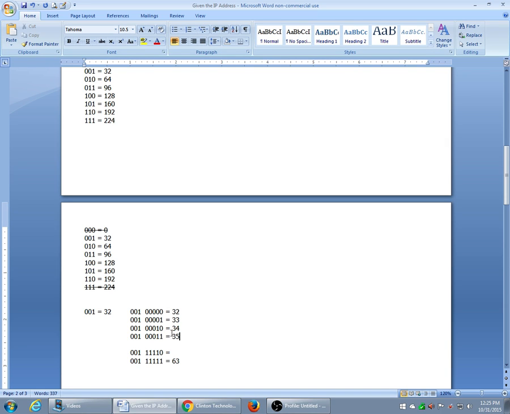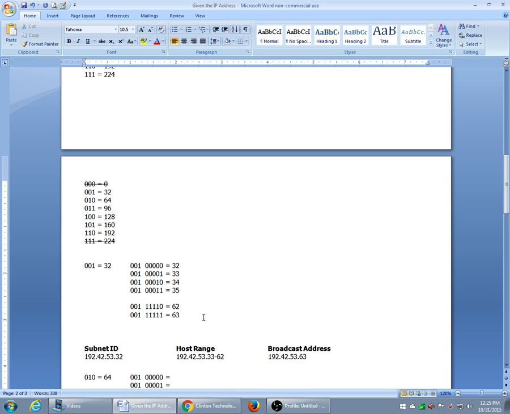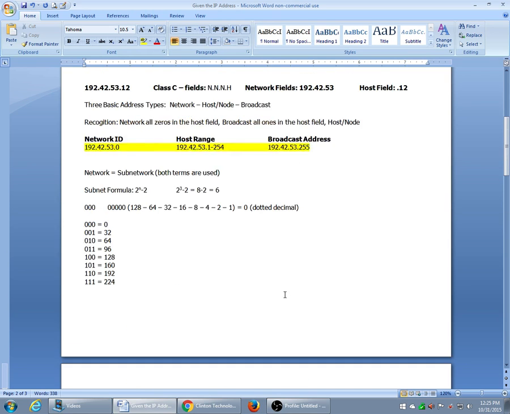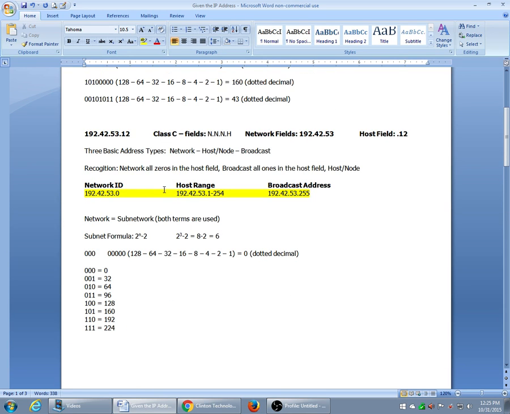Now I could keep going all the way, but I have a space here to indicate that I'm missing quite a few in between, because this is going to be my last one that I get to just before my broadcast. That's going to equal 62. All right, so when I transpose that into subnet ID, host range, broadcast address, very similar to what I did up here with the overall network that originally had 254 hosts on it.